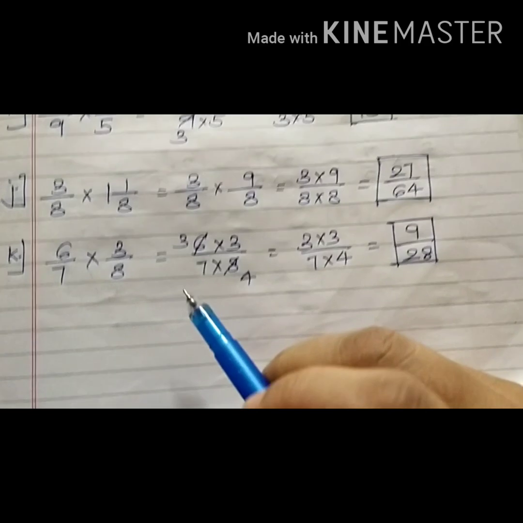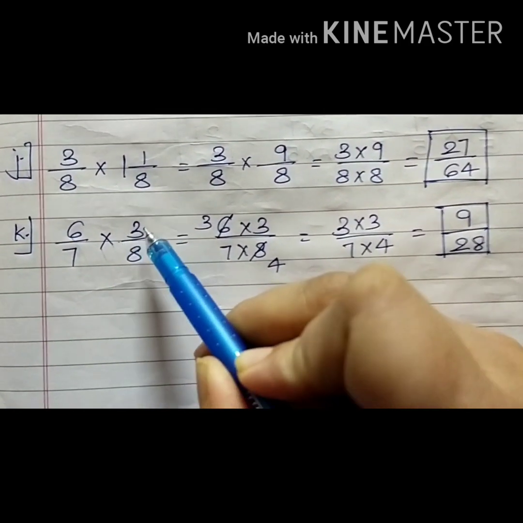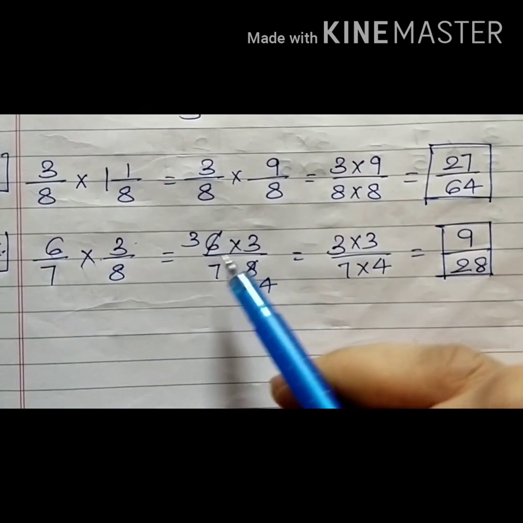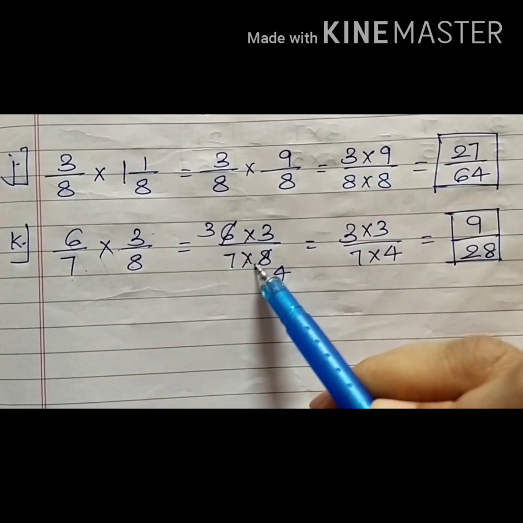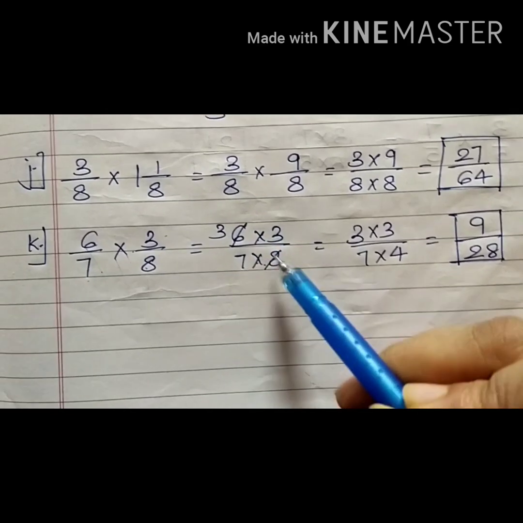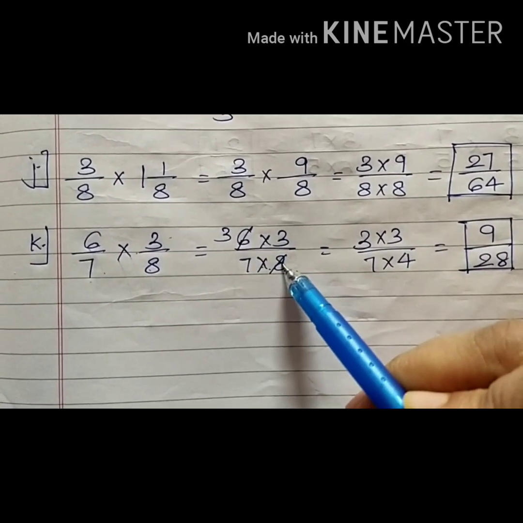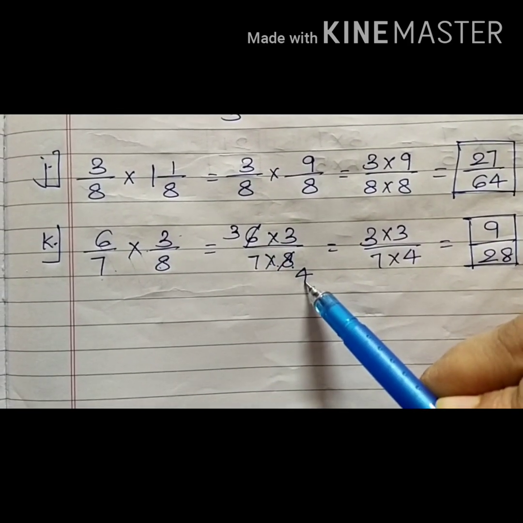Now I will show you the last one, children, that is the K1. 6 upon 7 multiplied by 3 upon 8. First write the numerators together. I have written it as 6 into 3. Write the denominators together, 7 multiplied by 8. Now check if any of the numerator can be reduced by any of the denominator. Yes, 6 and 8 can be reduced by 2. So 2 3s are 6 and 2 4s are 8.